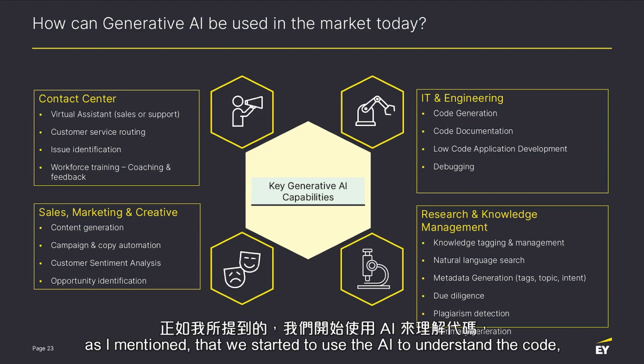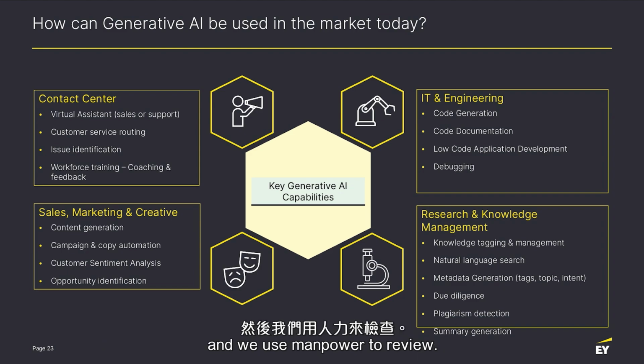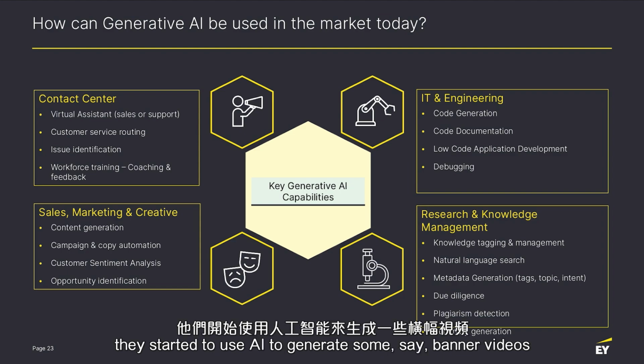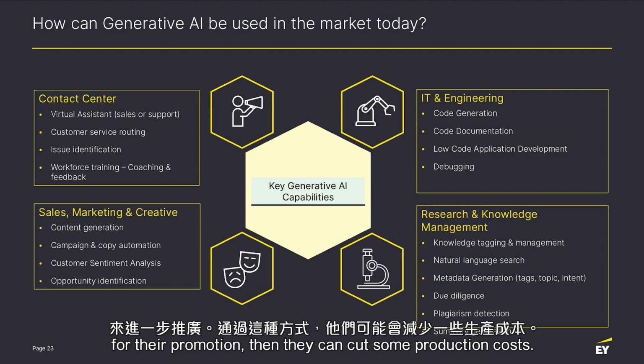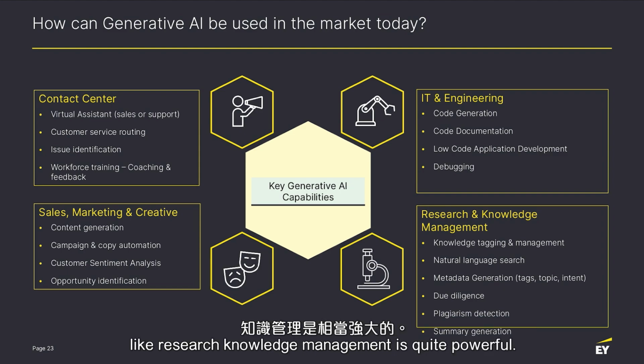IT engineering, as I mentioned, we started to use AI to understand the code and write some test cases back. It's the most tedious work in the IT industry that we put to AI, and we use manpower to review. And sales and marketing, because of content generation, maybe there are already some companies in the industry that started to use AI to generate, say, banner videos for their promotion, and they can cut some production costs. And as I mentioned, research and knowledge management is quite powerful.